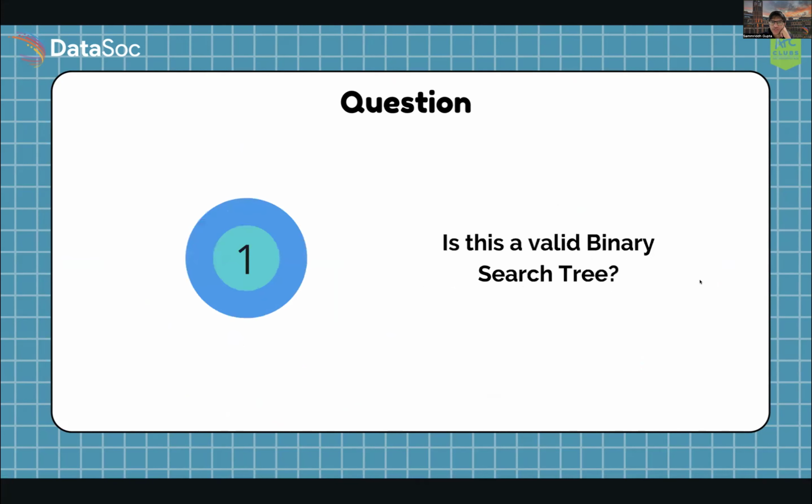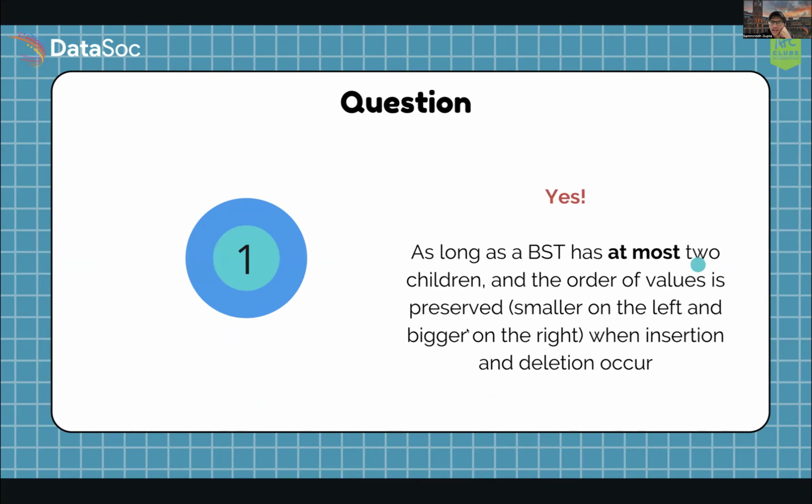Okay. Is this a valid binary search tree? So you have a single node. Yes, yeah, I see a couple of yeses. So that is right. As long as a binary search tree has at most 2 children, right? It's valid. And in this case, it has no children, but it's still a valid binary search tree.